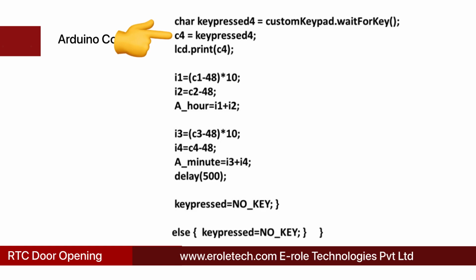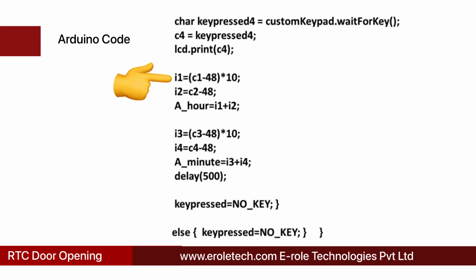When we press any key, Arduino will store its decimal value. The decimal value of 0 is 48, the decimal value of 1 is 49, and the decimal value of 9 is 57. I1 equals C1 minus 48, multiplied by 10.